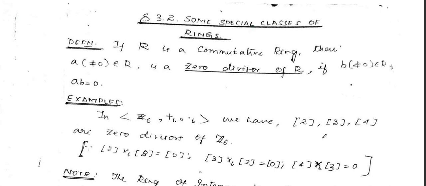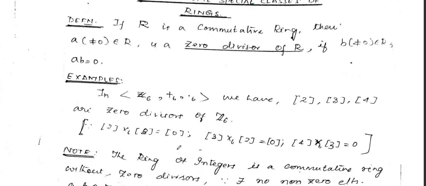In this video, we are going to have some special classes of rings with examples. The first special class is integral domain, for which we need the definition of zero divisor of a ring.